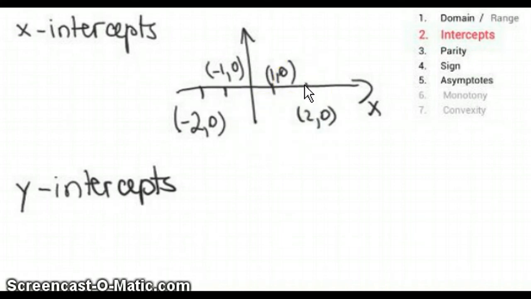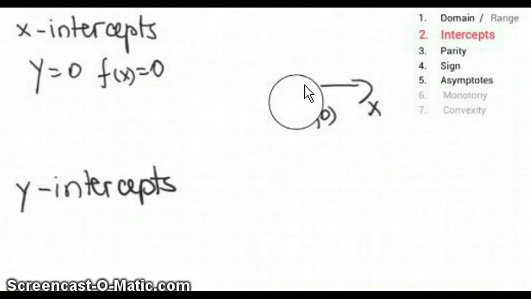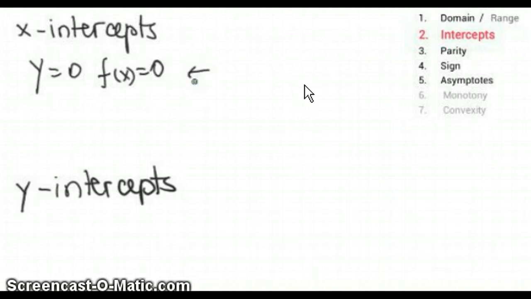What do you notice? Well, you might have noticed that the second coordinate, which is y, is always 0. So that's the way we find the x-intercepts every time. We just write y equals 0, or f of x equals 0. By doing that, we have an equation. So here we're going to study how to solve equations.